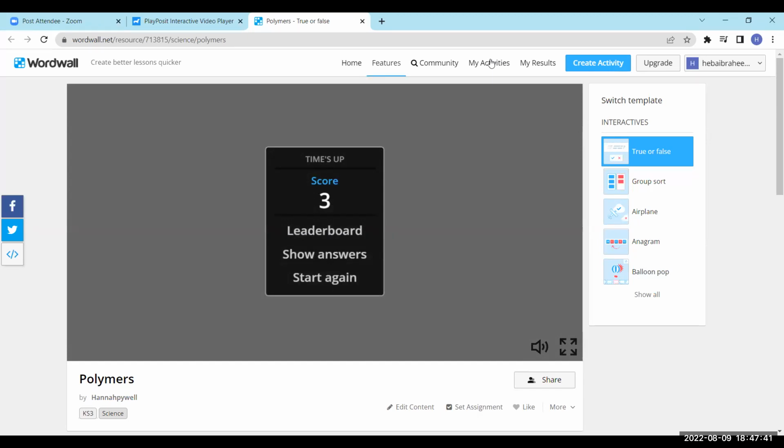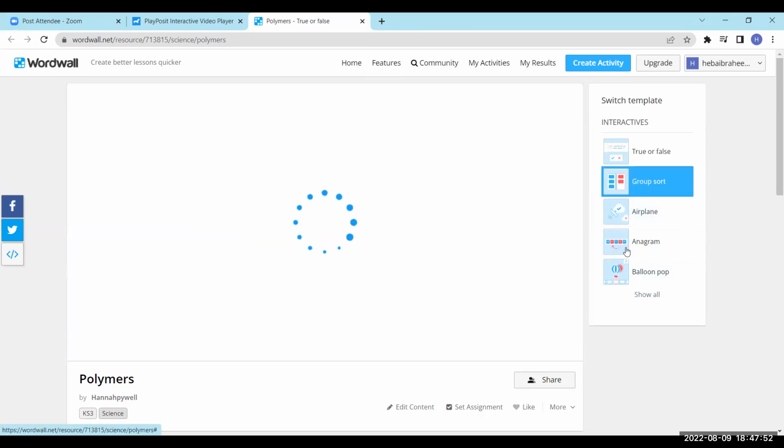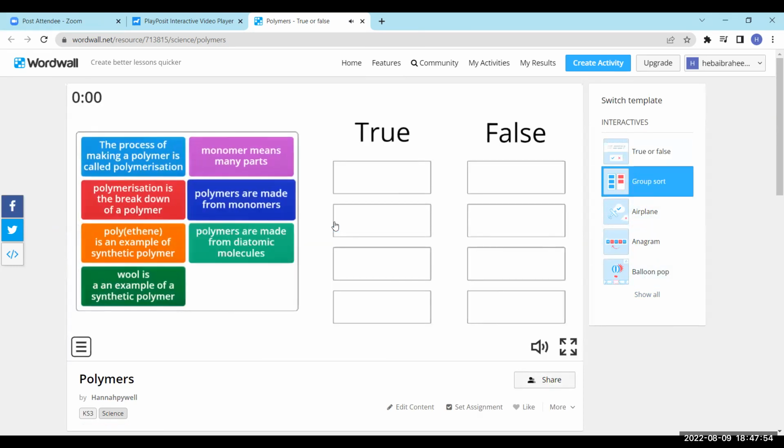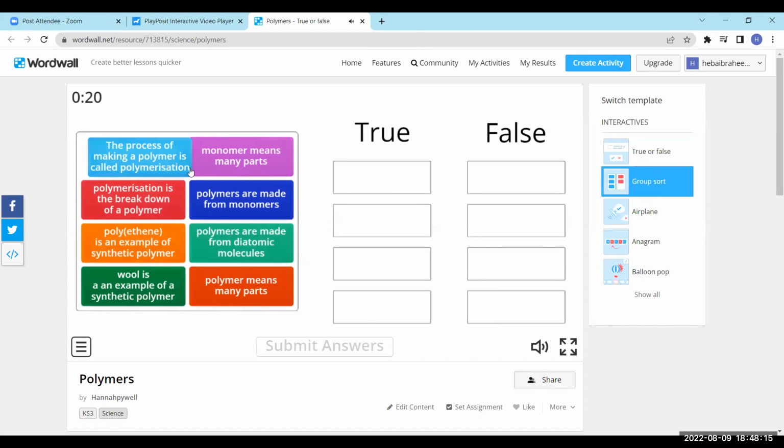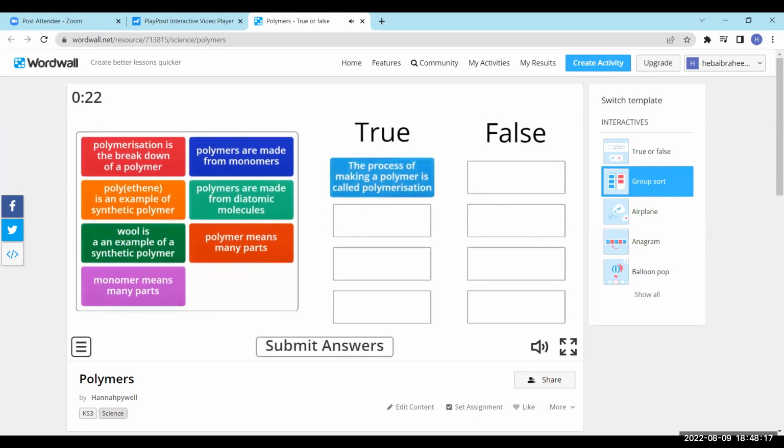Let's repeat it again, in another way to concentrate more. I think it's easier like this. Take your time to read. This is making, it's called. First one, the light blue one is true. The process of making polymer is called polymerization. Excellent, ya Maryum.